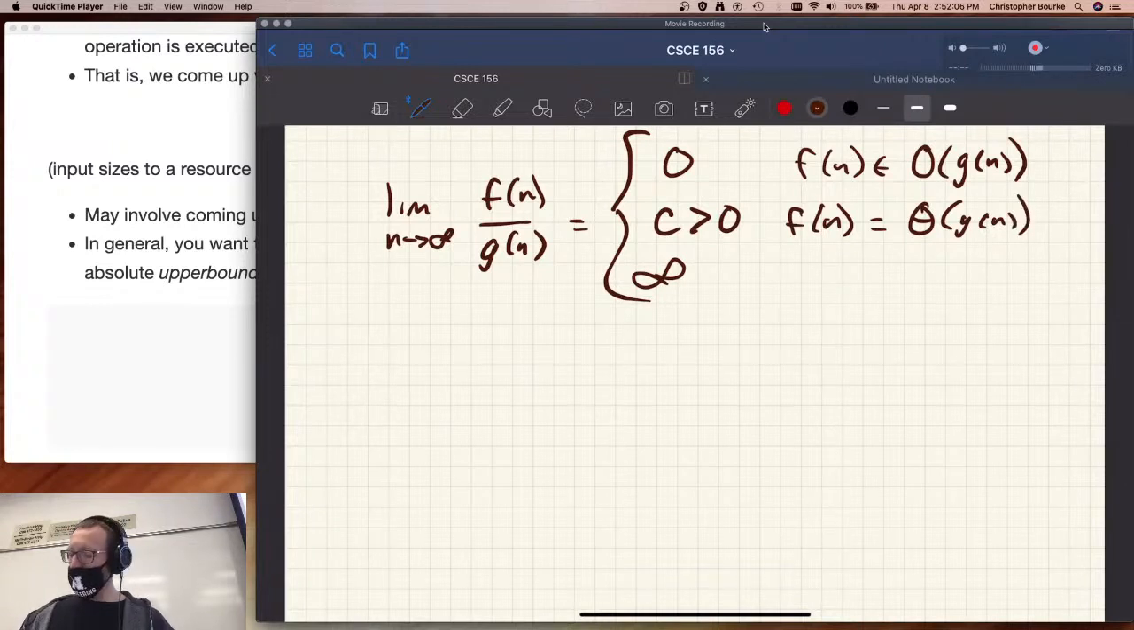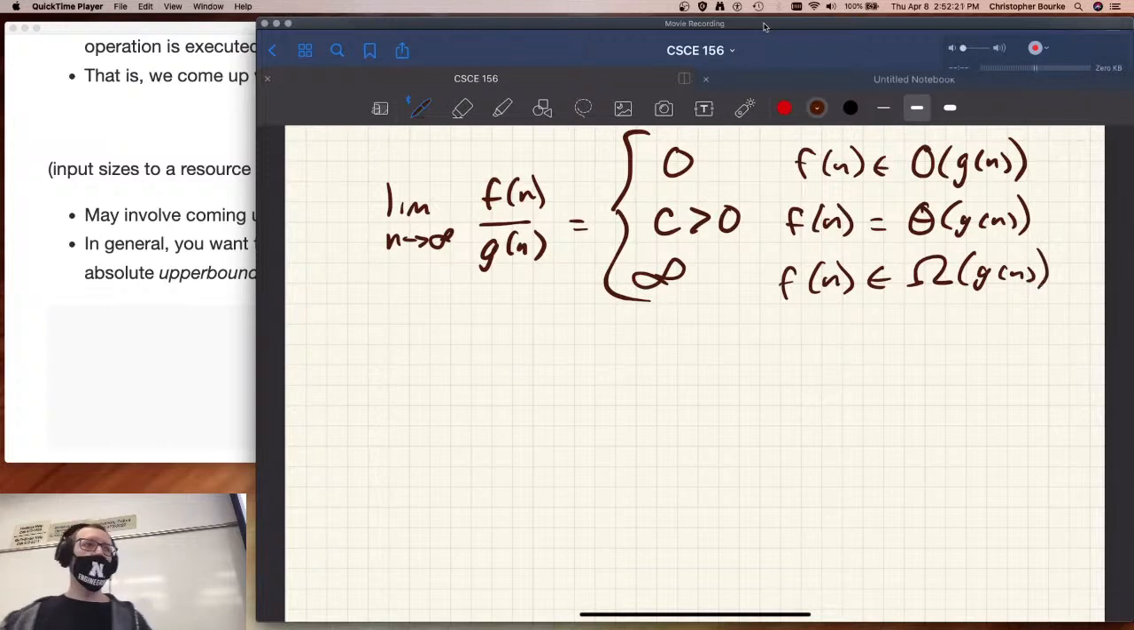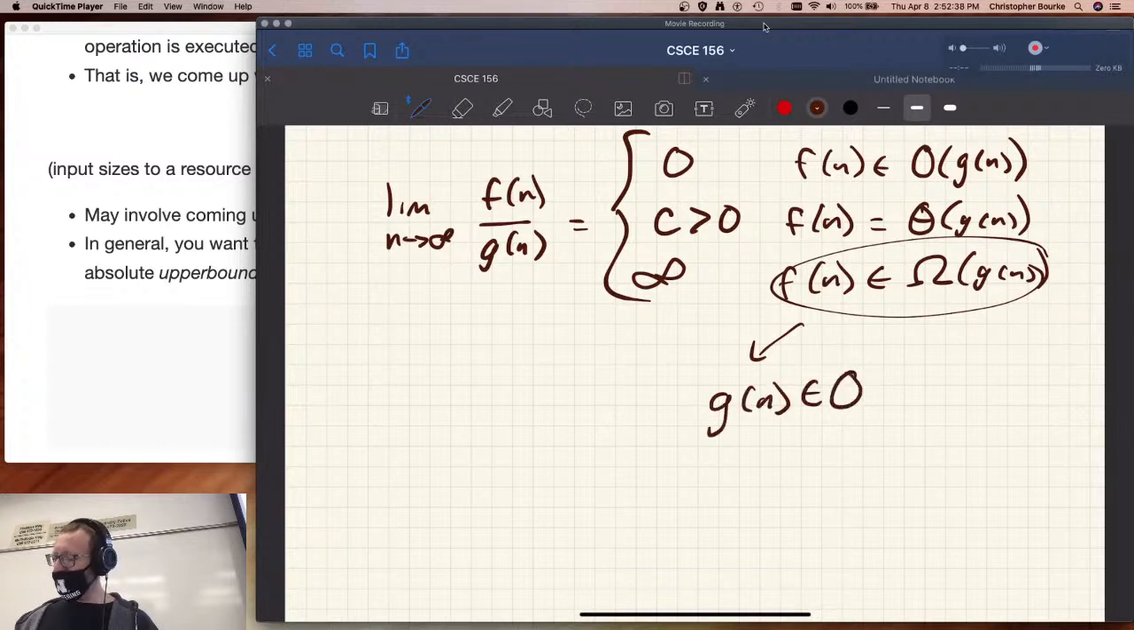Otherwise, if it diverges off to infinity, that tells you that the numerator is growing way faster than the denominator, and therefore f of n is big omega of g of n. I don't need to understand that now, do I? No, that's the calc interpretation of these things. And then you get a whole bunch of equivalences. For example, this is equivalent to saying that g of n is big O of f of n. You're just swapping them back and forth. That's omicron, theta, and omega.